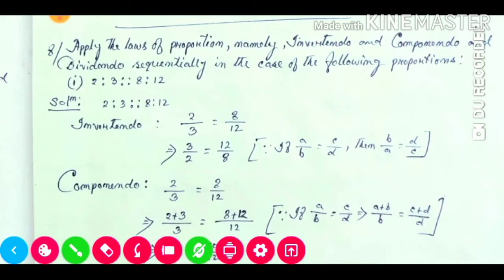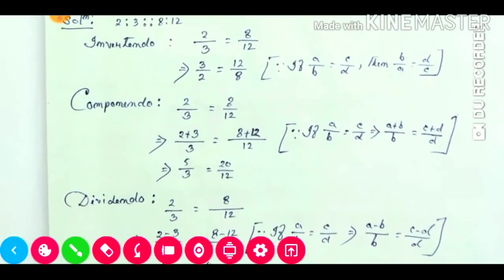If a/b is equal to c/d, then the reciprocal is also correct: b/a is equal to d/c. Here 3 is b, so b will now be the numerator. That means the reciprocal is 3/2 is equal to 12/8, with 12 as numerator and 8 as denominator. So invertendo is finished. Easy formula. Now next one is componendo.